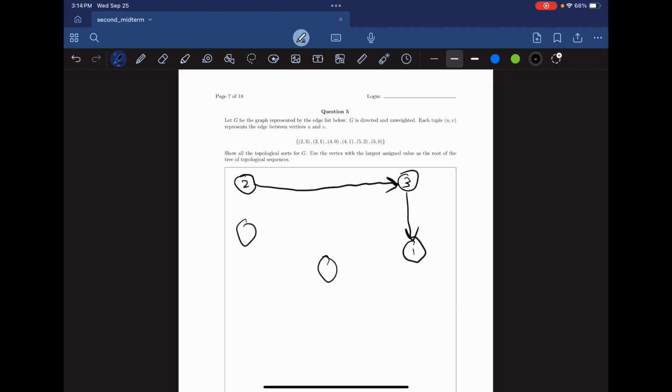Both of these are not vertices we've seen before, so we will make them new. We go from 4 to 0. Next we have 4 to 1. We have 5 to 2. 5 is something we have not seen before, so we draw that in. 5 to 2. And then lastly, we have 5 to 0.